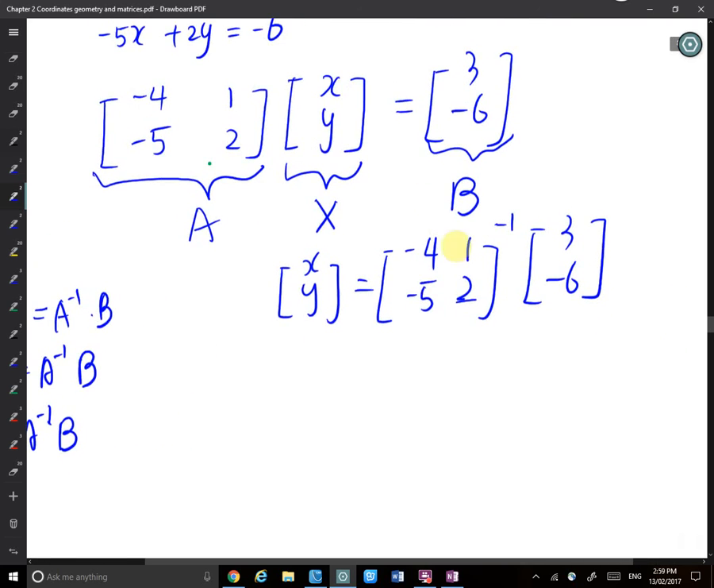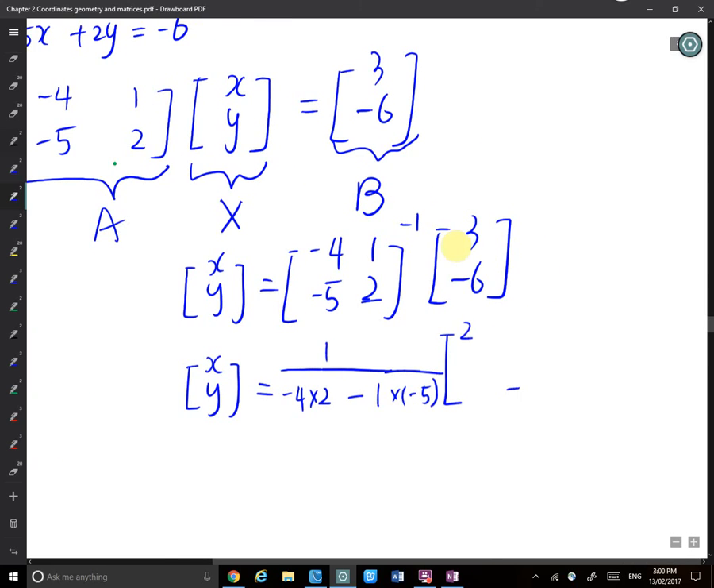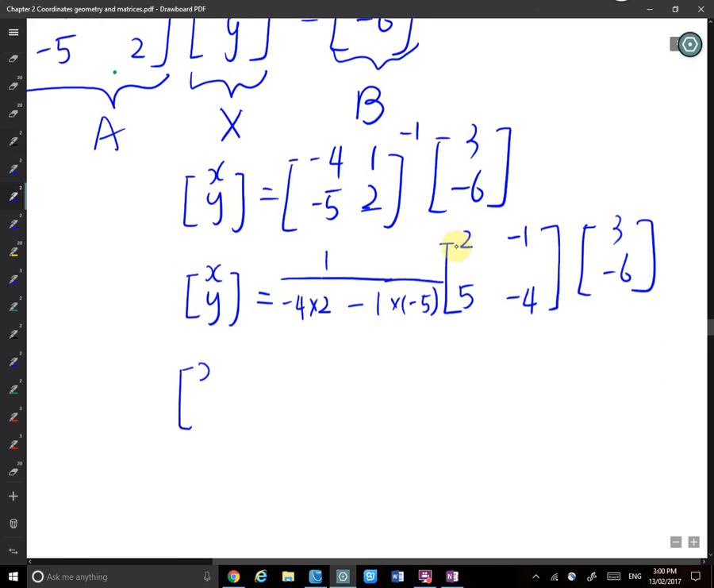So what is that equivalent to? x, y will equal 1 over AD minus BC. So 1 over minus 4 times 2 minus BC, which is 1 times negative 5. Times, I will swap the numbers on the main diagonal and put a negative sign onto the other two, then 3, negative 6. So x, y will give me 1 over negative 8 plus 5, which is negative a third.